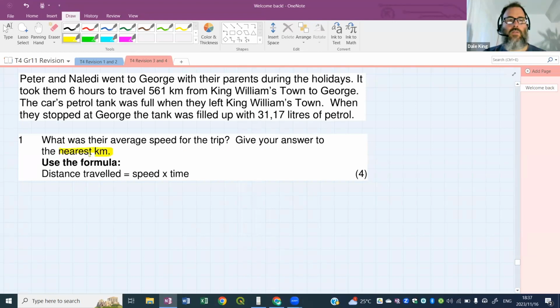These people are fussy with their decimals tonight. What was the average speed of the trip? Use the formula distance equals speed times time. Now, this is not very fair. They say, what's the speed? And then they give the formula with distance.